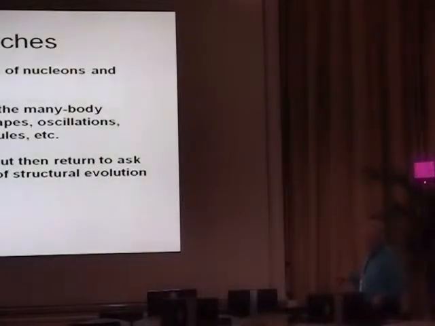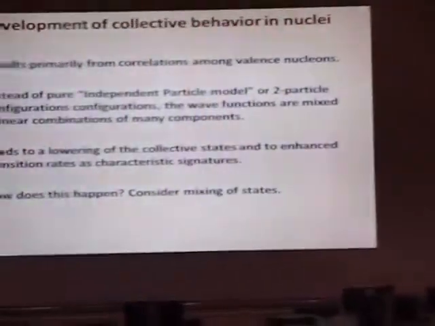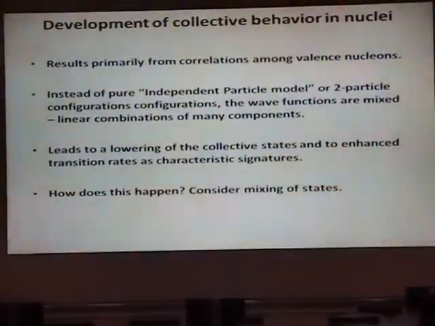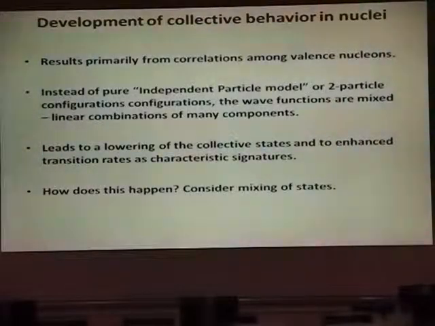So we're going to follow the second route, but then in the last lecture we're going to come back and look at the microscopic drivers of structural evolution. In other words, why the effects we see here occur in terms of particle interactions. So the development of collective behavior in nuclei comes primarily from correlations among the valence nucleons. The wave functions of the independent particle model are mixed. This leads to a lowering of collective states and to enhanced transition rates.